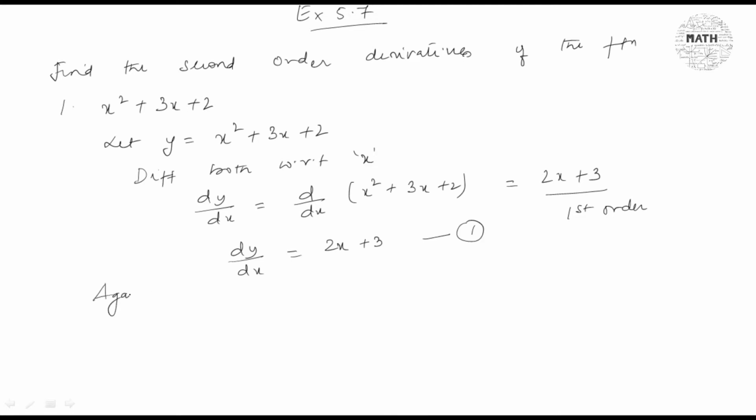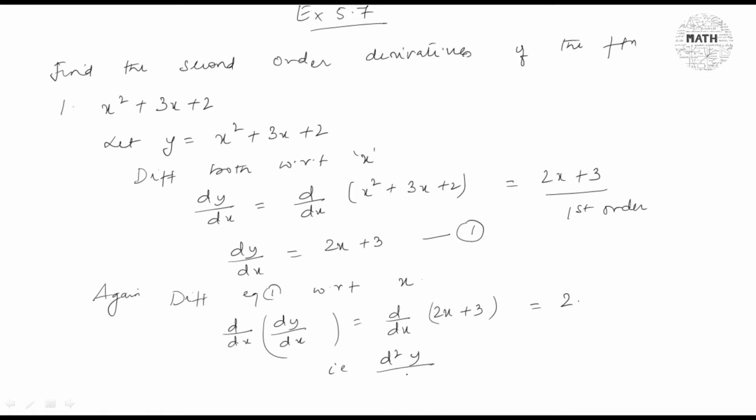Again, differentiating equation 1 with respect to x. So if I differentiate, I'll get here d by dx of here dy by dx, which would be nothing more than d by dx of your 2x plus 3. So the answer would be 2. So in short, that is d square y divided by dx square, or d2y divided by dx square, is equal to 2. So that's your answer. You can pause the video and then check. So that was all about your question number 1.